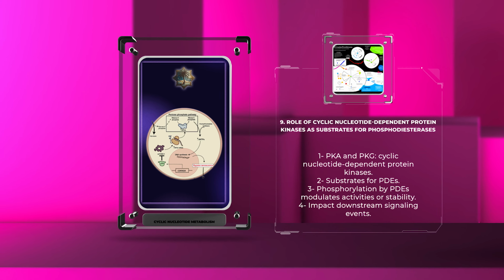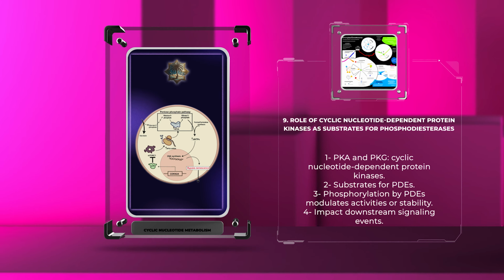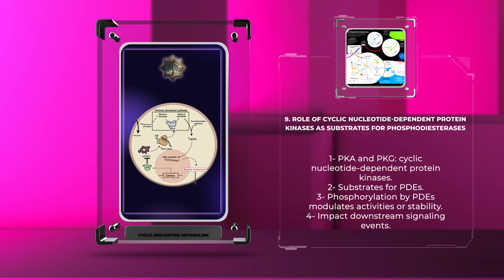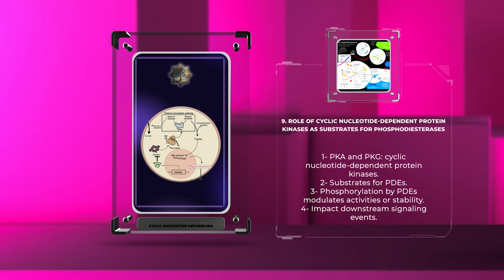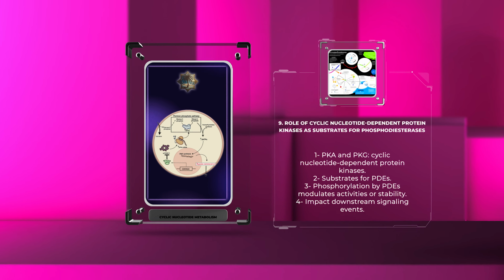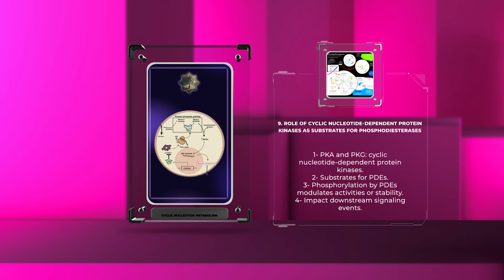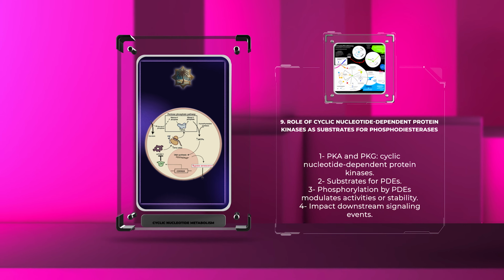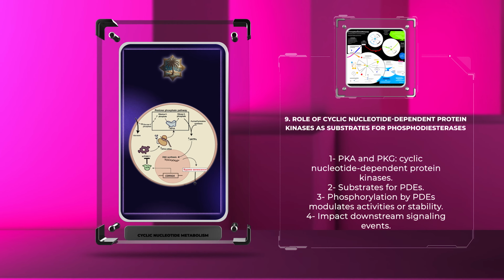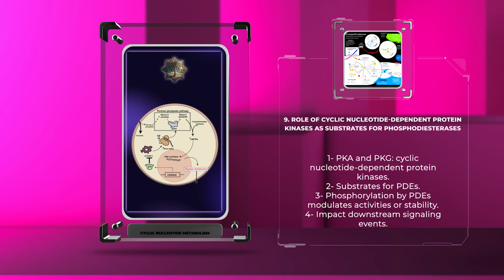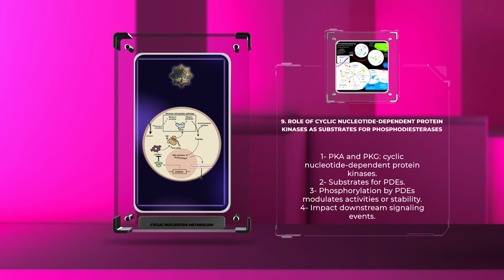Now, let's focus on the role of cyclic nucleotide-dependent protein kinases as substrates for phosphodiesterases. PKA and protein kinase G, PKG, are two major cyclic nucleotide-dependent protein kinases that are substrates for PDEs. Phosphorylation of PKA or PKG by PDEs can modulate their activities or stability, thereby impacting downstream signaling events. Understanding the interplay between cyclic nucleotide-dependent protein kinases and phosphodiesterases is crucial for deciphering the complexities of cyclic nucleotide metabolism.